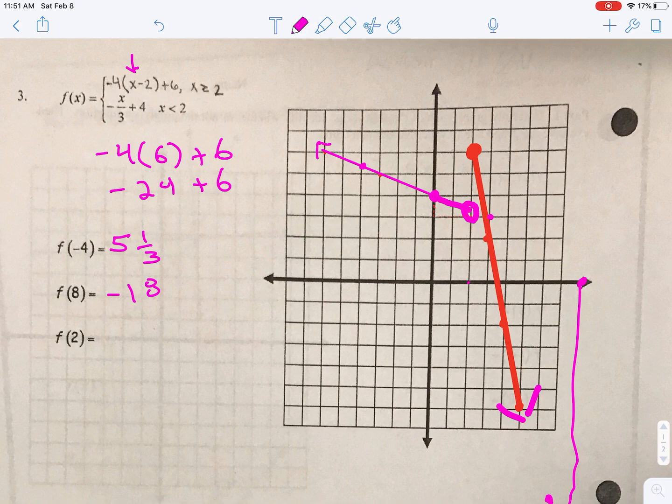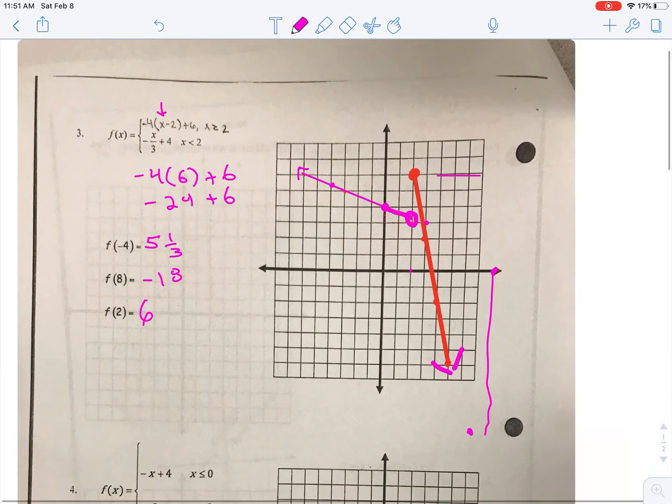And then f of 2, remember here's 2. 2 is that breaking point number. And we said 2 was part of the top line, the red graph. So f of 2 is going to be however high that is up, which is the number 6.